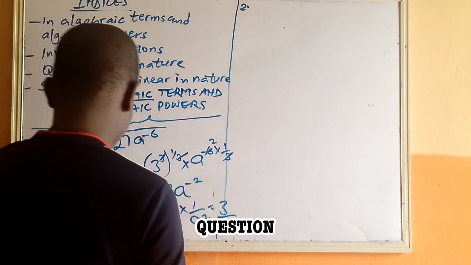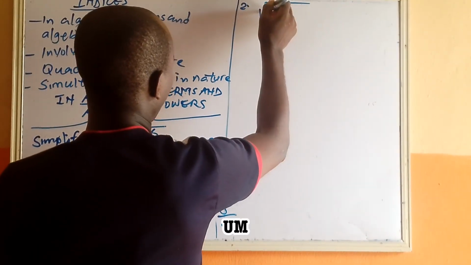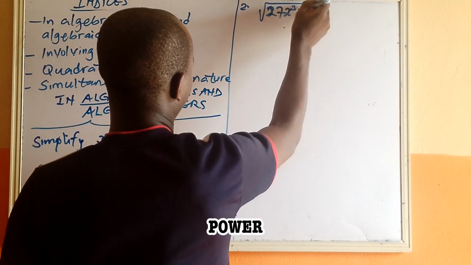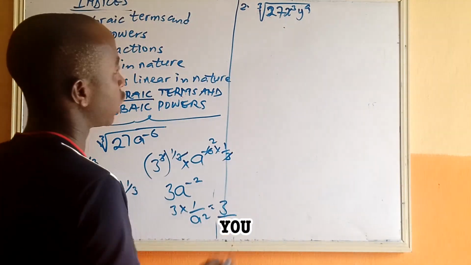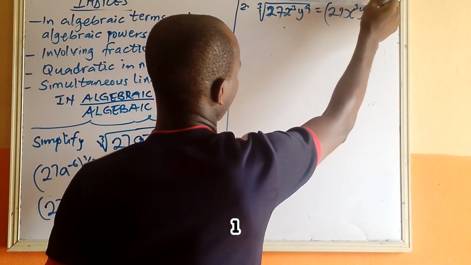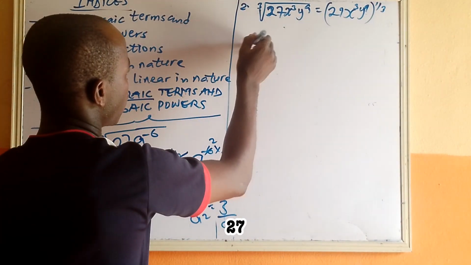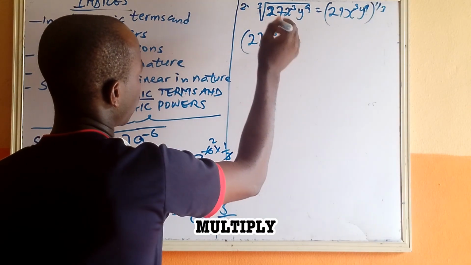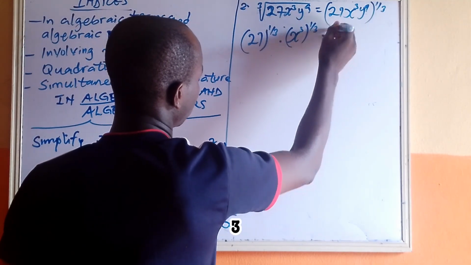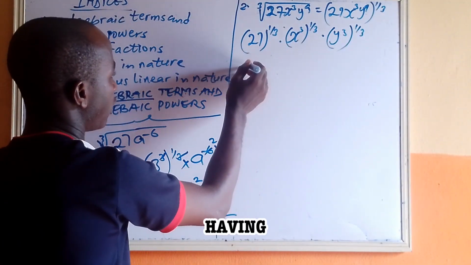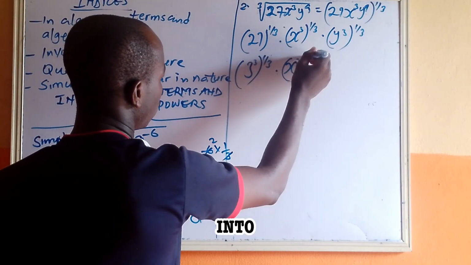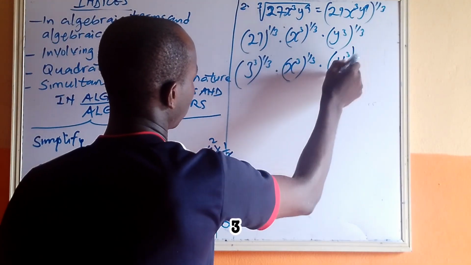As we look at another question, when you have 27 x cubed y raised power 9, you're having cube root. So the same thing, you can change this to 27 x power 3 y raised power 9 into 1 over 3. So I'm going to be having 27 is power 1 over 3 multiplied by x is power 3 into 1 over 3 multiplied by y is power 9 into 1 over 3. So with this, you'll be having 3 is power 3 into 1 over 3 multiplied by x is power 3 into 1 over 3 multiplied by y is power 9 into 1 over 3.